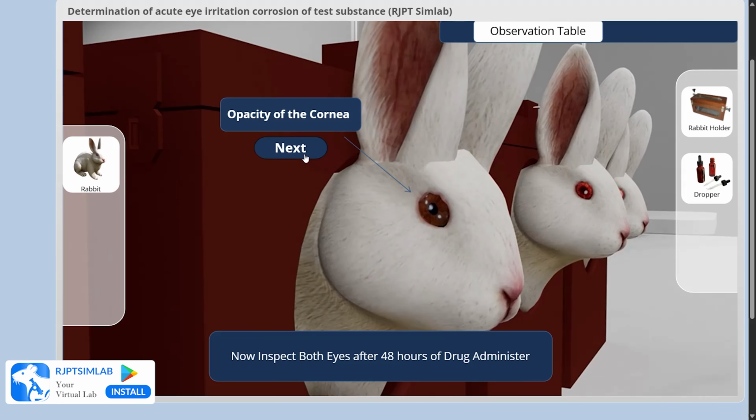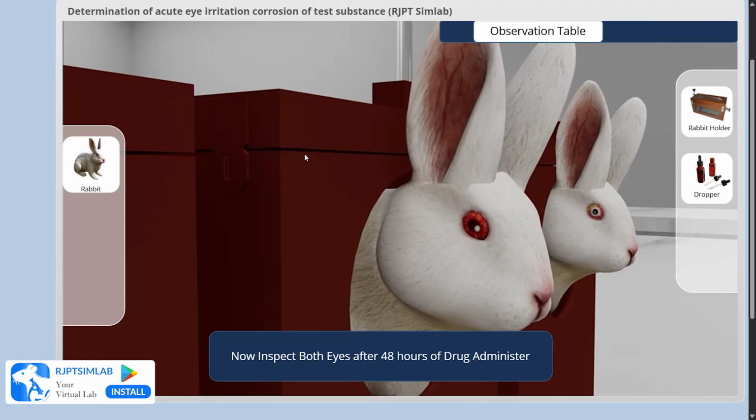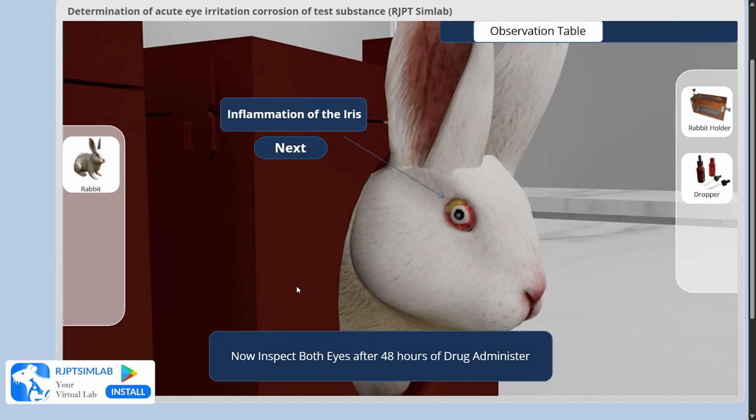Then the fourth rabbit has shown opacity of the cornea, the cloudiness appearance on the surface of the cornea. And the fifth rabbit has shown conjunctivitis. As you can see, according to the redness of the eye, this is conjunctivitis. And then on the sixth rabbit, we can see the inflammation of the iris. With the observation of the different colors, we can see the iris has been inflamed after the 48 hours.